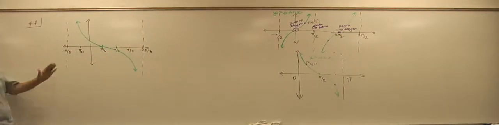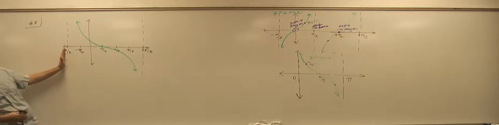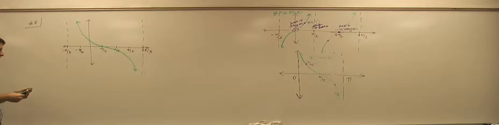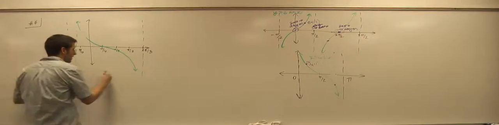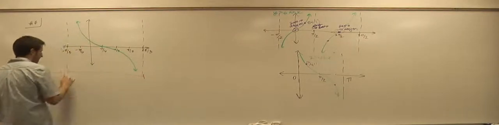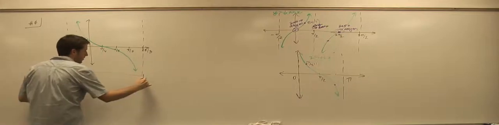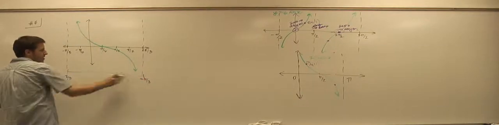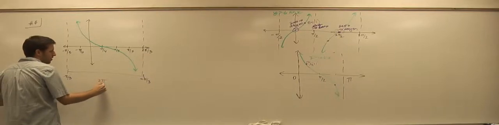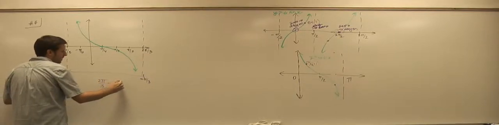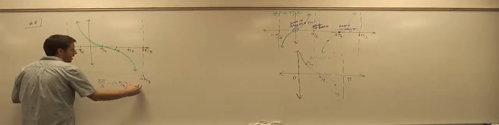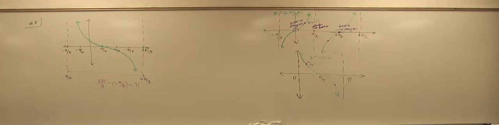Just subtract the right vertical asymptotes. Right, so from negative pi over 3 to 2 pi over 3, the distance between these two vertical asymptotes. This is negative pi over 3, this is 2 pi over 3. If you want to know the distance, you just do right minus left. 2 pi over 3 minus negative pi over 3 will be pi. So the distance between these two asymptotes is pi. What's that tell me about my equation?